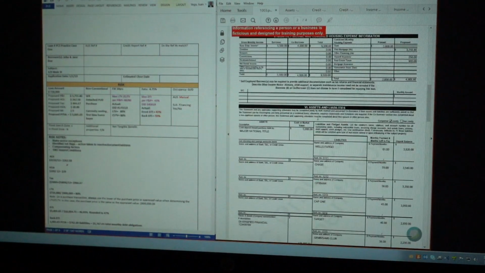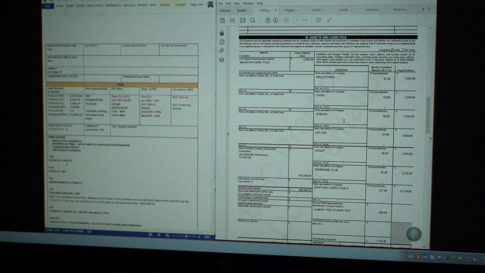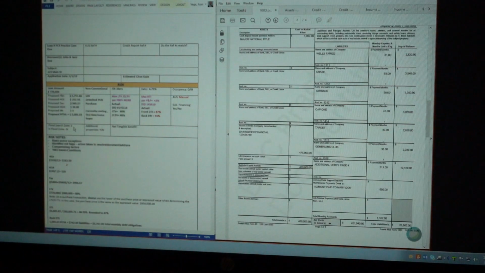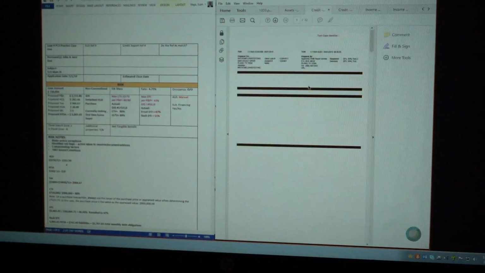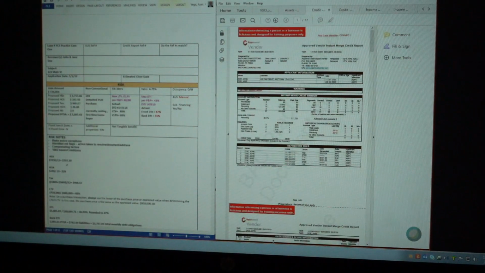Alright. Same scenario as before. When I get to my liabilities, I go ahead and put my credit report next to it. So let me look at my credit. I'll put up my credit report and move it over.